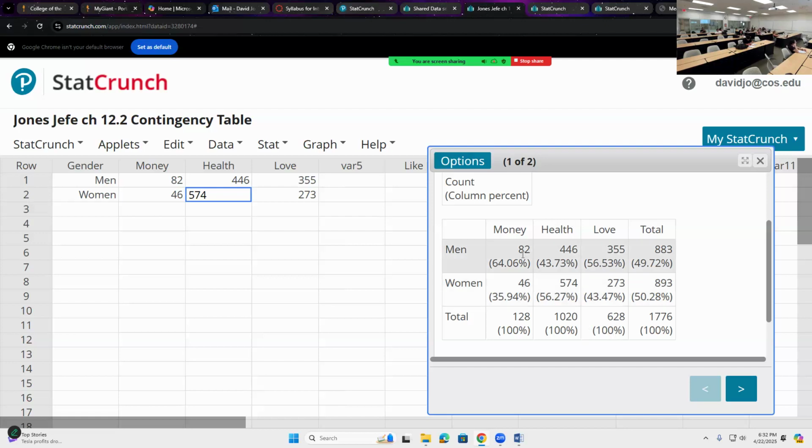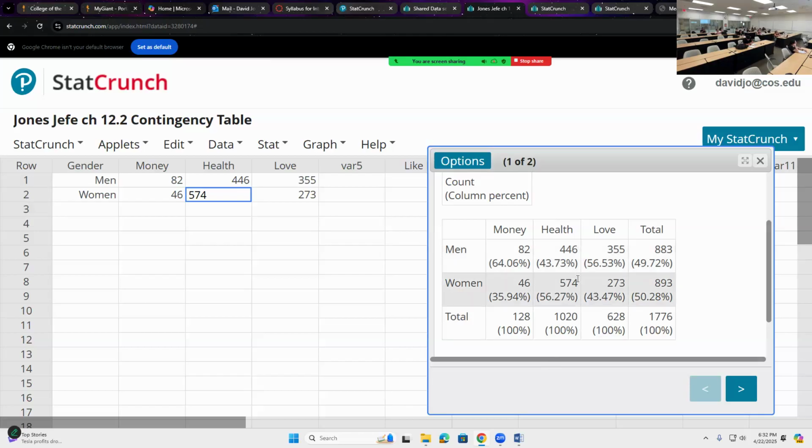It tells you by column. Of the people that said money, 64% were men and 36% were women. So it's giving you percentages based on that, each column looking at the rows. Whatever one is the 100%, you're looking down that column or that row. So this is doing stuff in terms of money, health, and love.